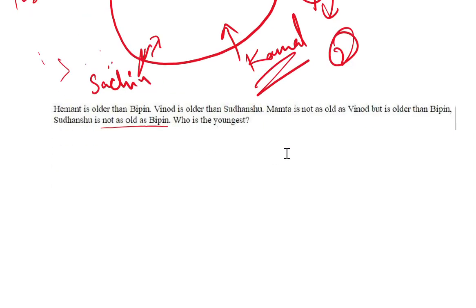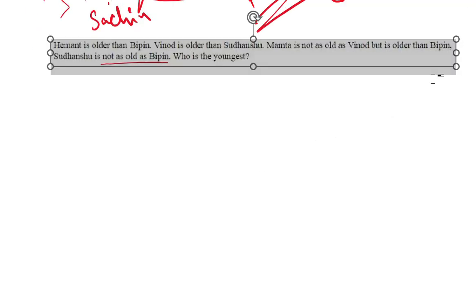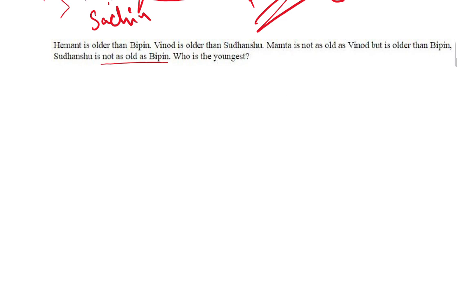32nd question. Now another ranking question. This is our last question for this. Hemant is older than Bipin. Vinod is older than Sudhanshu. Mamta is not as old as Vinod but older than Bipin. Mamta is older than Bipin, so Mamta would be somewhere here in between.